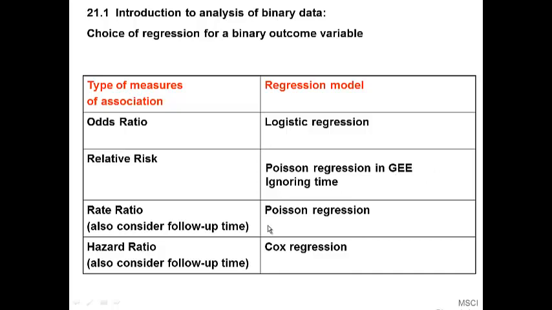Although the typical choice for Poisson regression is when you want to compare rates. And if you remember, you learned in the EPI course, a rate involves a binary outcome variable plus time. Another analysis involving time is Cox regression. So next week, we will cover Poisson regression and Cox regression when we analyze binary data, but with consideration of follow-up time.